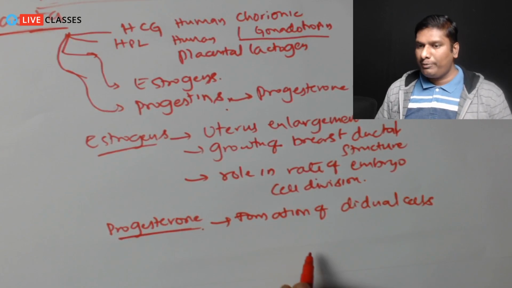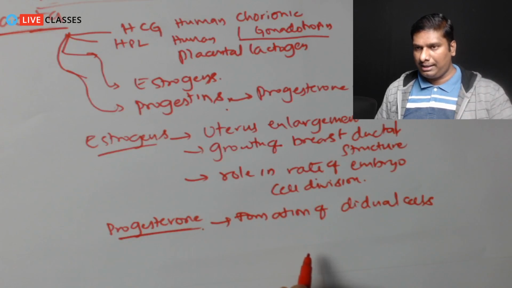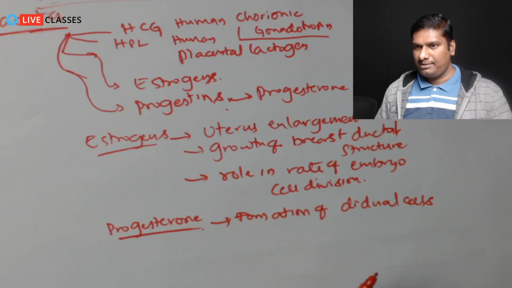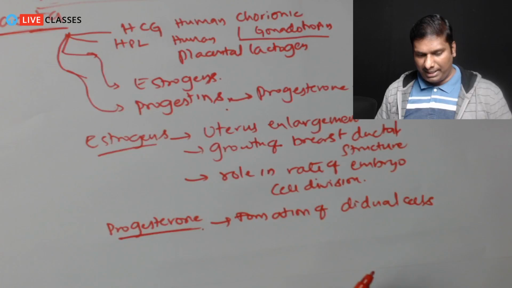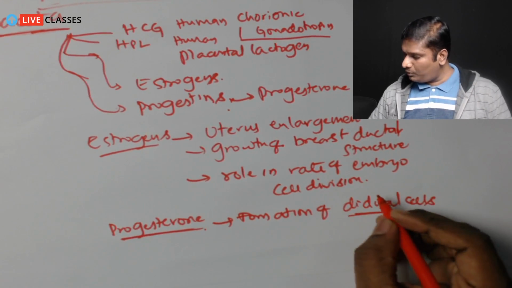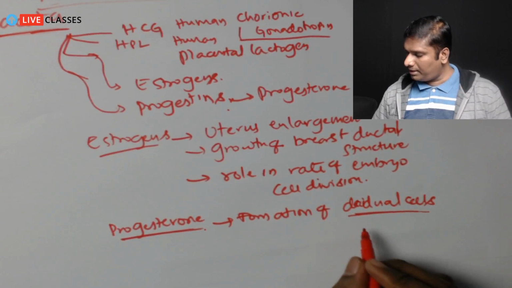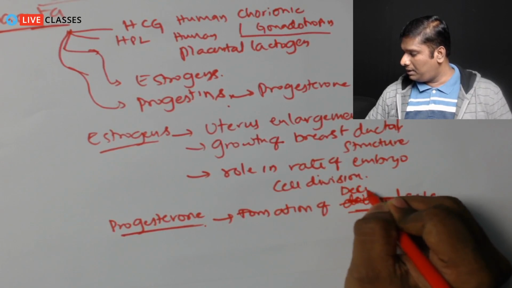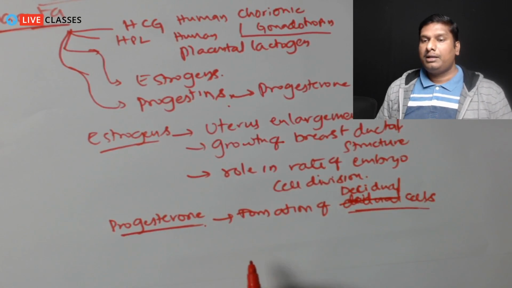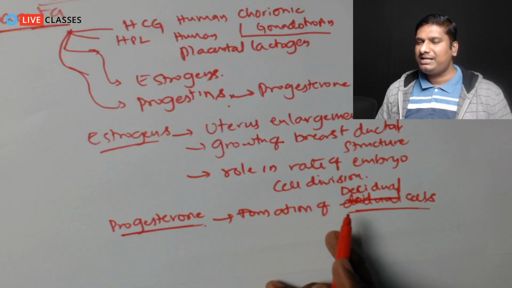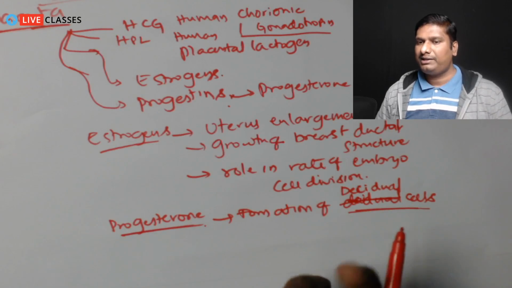Okay, so you have a layer called the endometrium, the uterus lining actually. That is where your embryo gets implanted, and in that endometrium, it stimulates the formation of decidual cells. Decidual, D-E-C-I-D-U-A-L. Let me write it clearly. These decidual cells actually nurture, or nourish, the embryo.